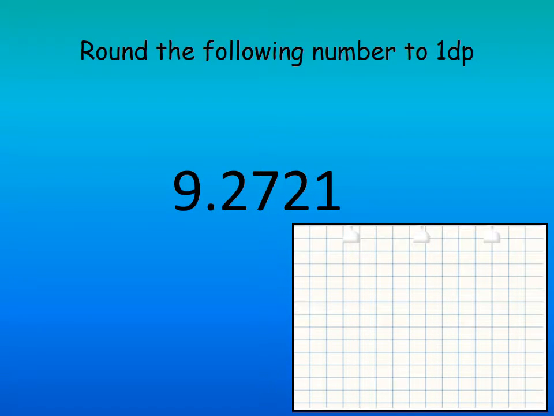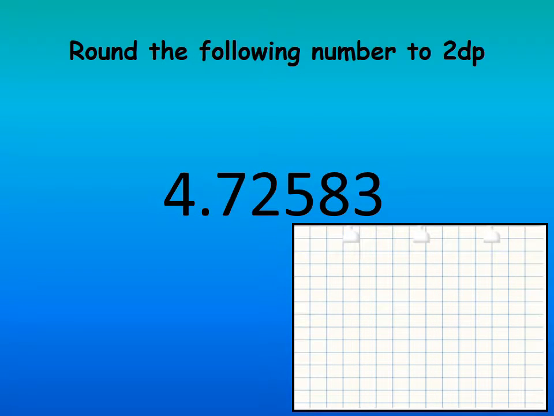In this example, again one decimal place, so I want the first number after the decimal point. I write down 9.2, but then I check if the 7 affects the 2. This time 7 is above 5, therefore the 2 is crossed out and it becomes 3. It goes up by 1. So my final answer is 9.3 and not 9.2, because the 7 has moved the 2 up.